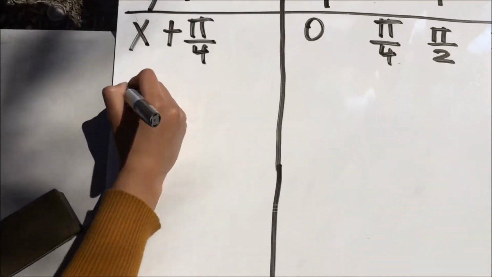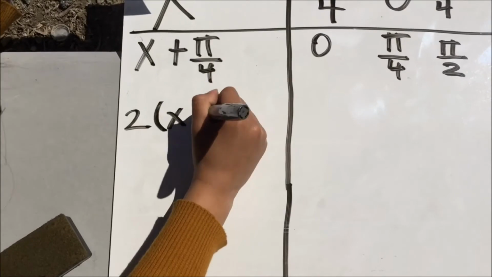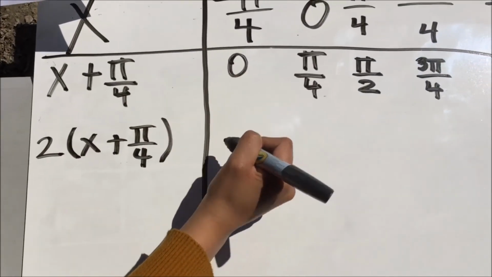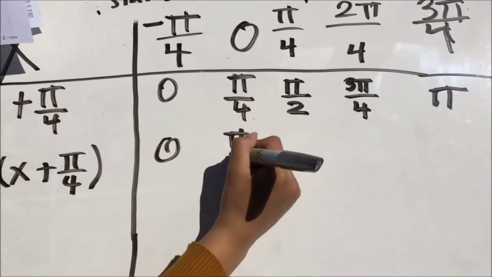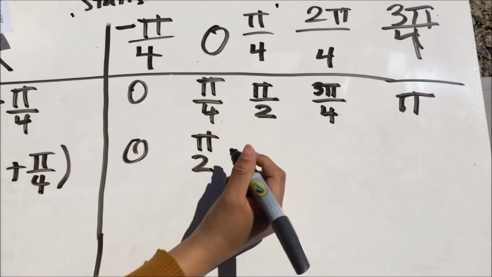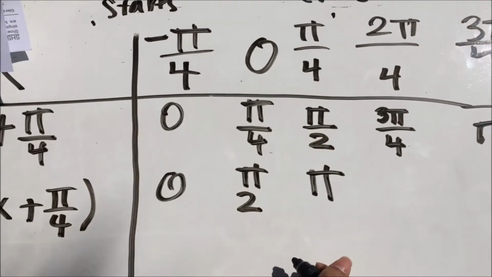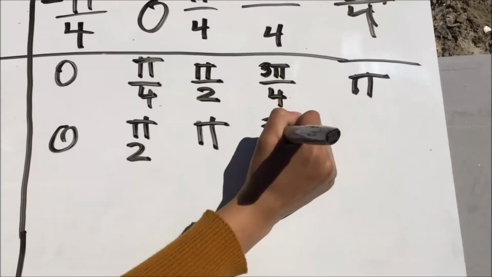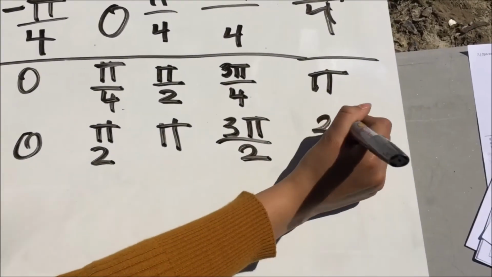And then the next thing we're going to do is the b followed by the horizontal shift, 2x plus pi over 4. And then we're just going to multiply this by 2, and 0 times 2 is 0. That times 2 is pi over 2. Pi over 2 times 2 is pi. And then 3 pi over 4 times 2 is 3 pi over 2. And this would just be 2 pi.